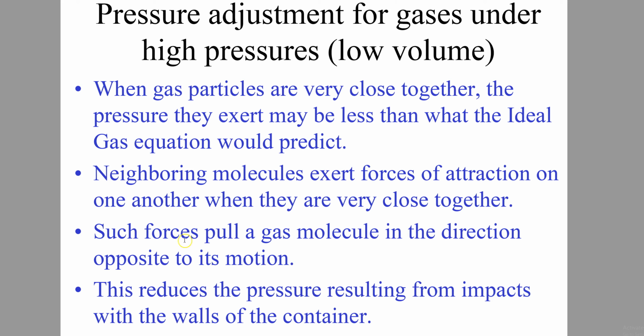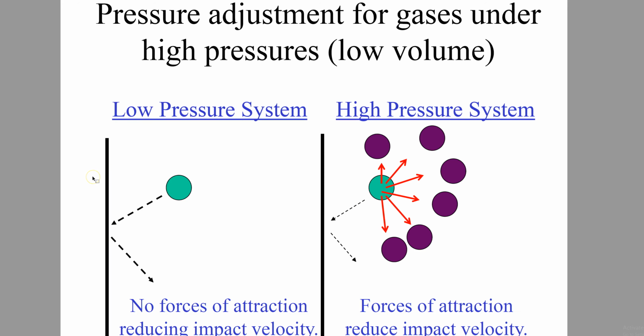And that force is going to pull the gas molecules in the direction opposite to its motion. This will in turn reduce the pressure resulting from impacts with the walls of the container. So again, the reason why we're talking about ideal gas laws and how they deviate from normal situations is we have to take into account these really small, tiny indicators that would show you that the volume would definitely change. Now here's another example of pressure adjustments.